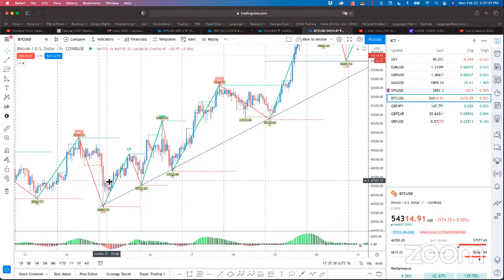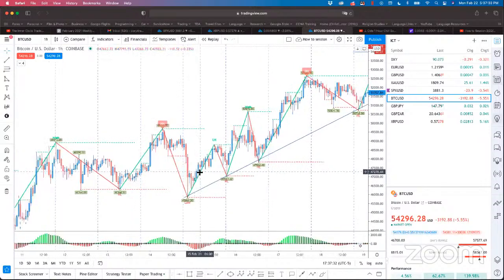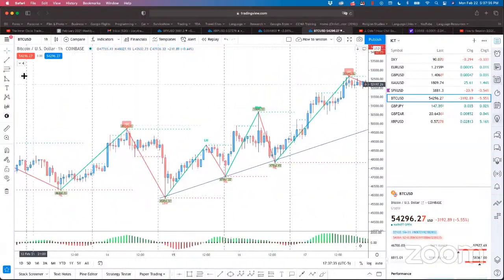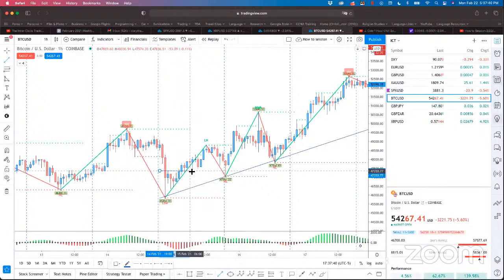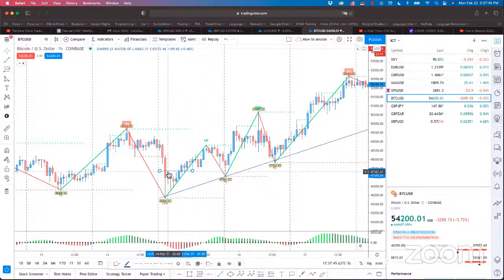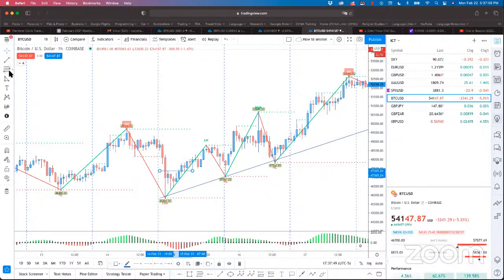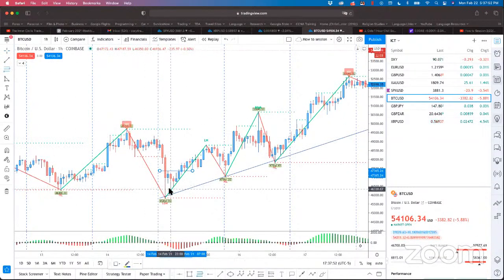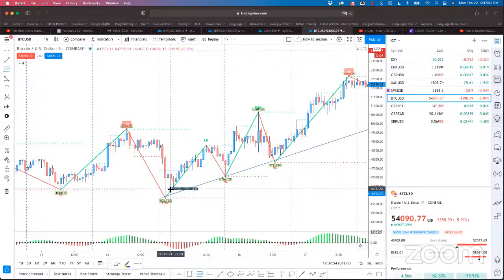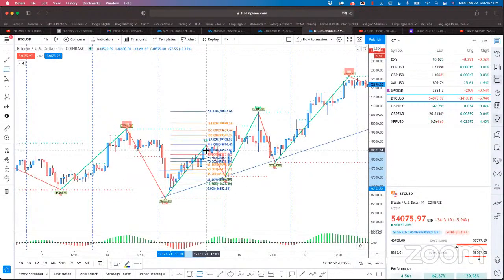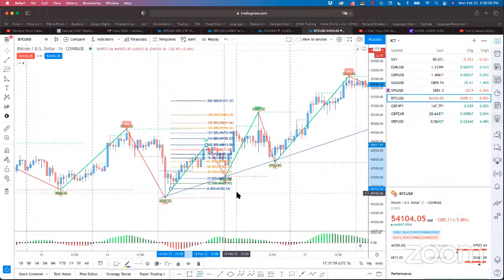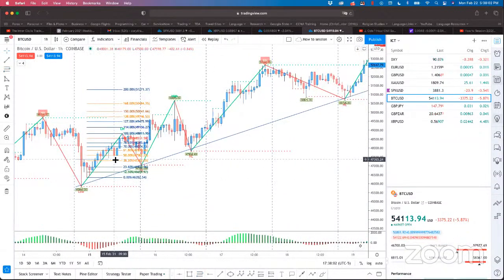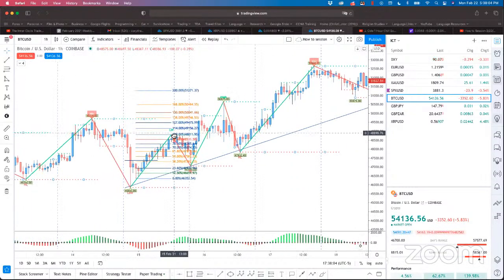Once this little short-term high right here is broken, you can find where that move started, measure that move, and let price just come back to you like it did right here.